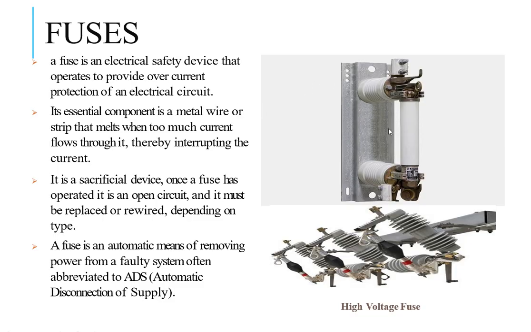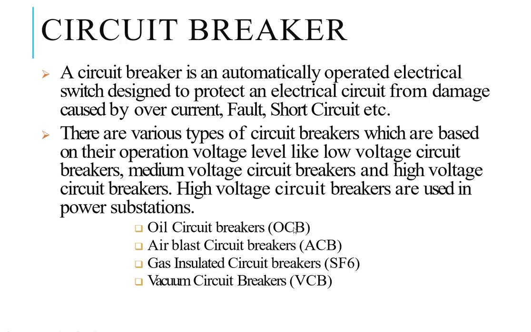This is a cartridge type. It's called a high rupturing cartridge fuse. This one is a dropout fuse. This is found before or after the transformer, mainly in distribution transformers.